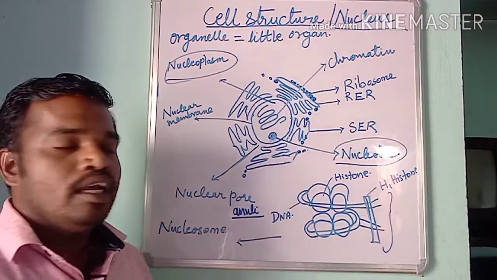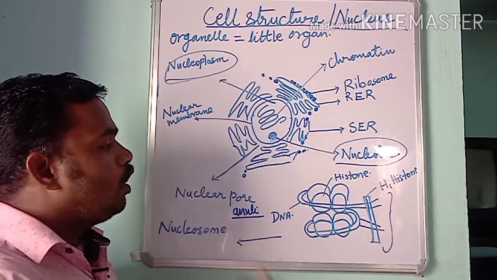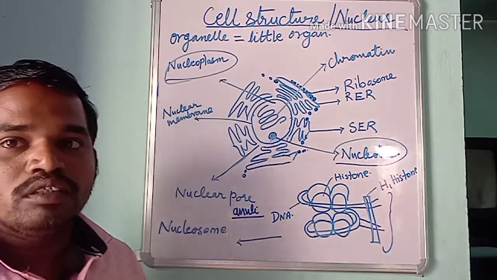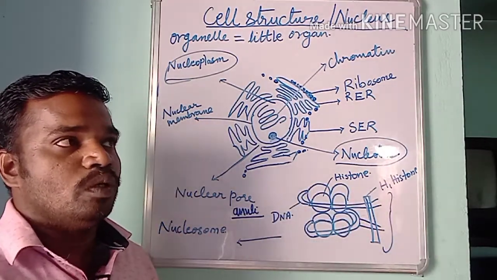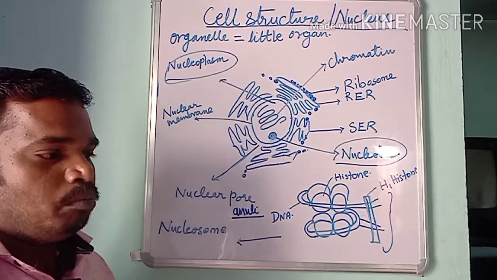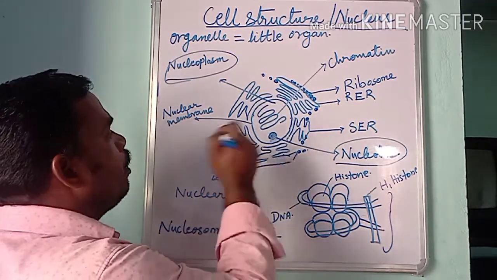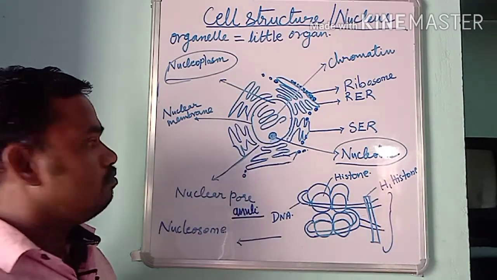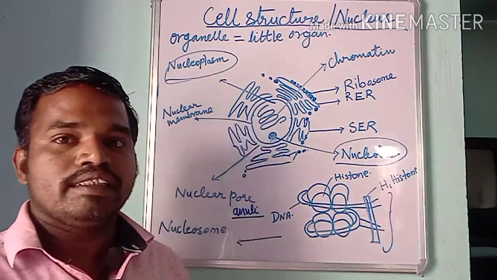So what is the function of this nucleolus? This nucleolus is the site of ribosome synthesis. So the nucleolus does the biosynthesis of ribosomes. What is the function of this ribosome? This ribosome is the site of protein synthesis. The ribosome binds with the mRNA and exits the nucleus, entering into the cytoplasm where transcription as well as translation is done.